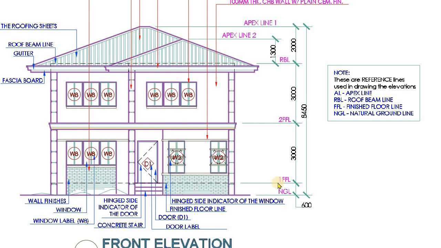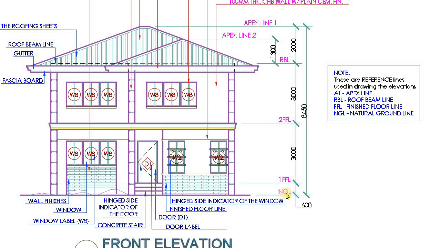Next, in a two-story building, just like this example, we have first FFL and second FFL. This first FFL is the finished floor line for the first or ground floor, and the second FFL is the finished floor line for the second floor. The same, we have here the RBL. And in this case, since our roof is a hip and valley roof, we have apex line 2 and apex line 1.